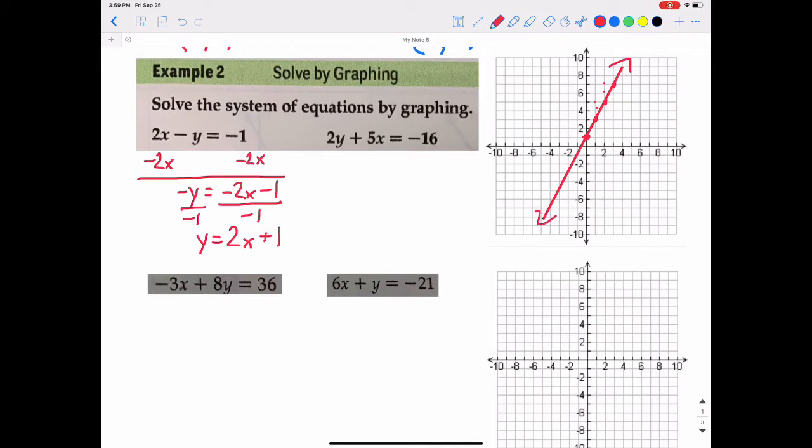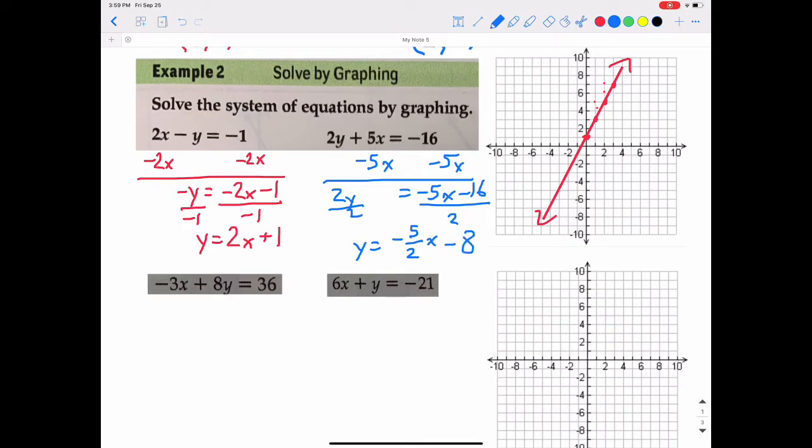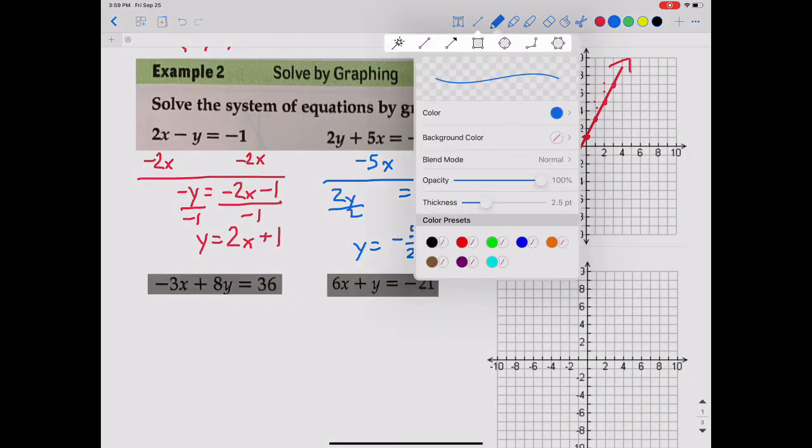And then we solve the blue equation. The blue equation is 2y plus 5x equals 16. To solve that one, we're going to subtract 5x from both sides. Solving it for y again so we can graph. So 2y equals negative 5x plus 16. Divide by 2. So we get y equals negative 5 halves x. Remember, I like fractions. And 16 divided by 2 is 8. Then we're going to graph that equation.